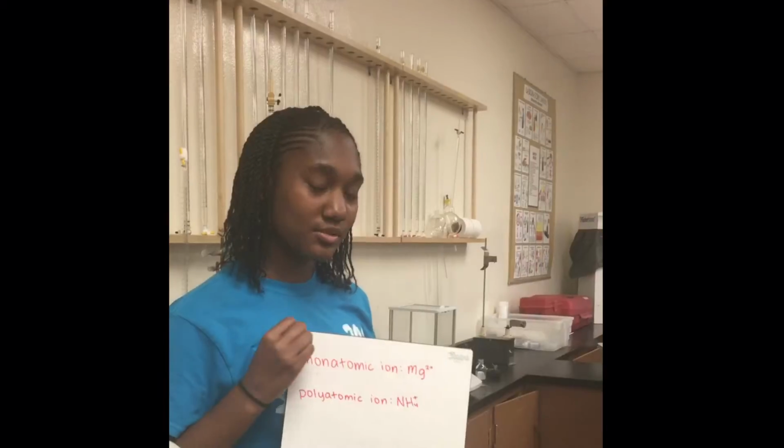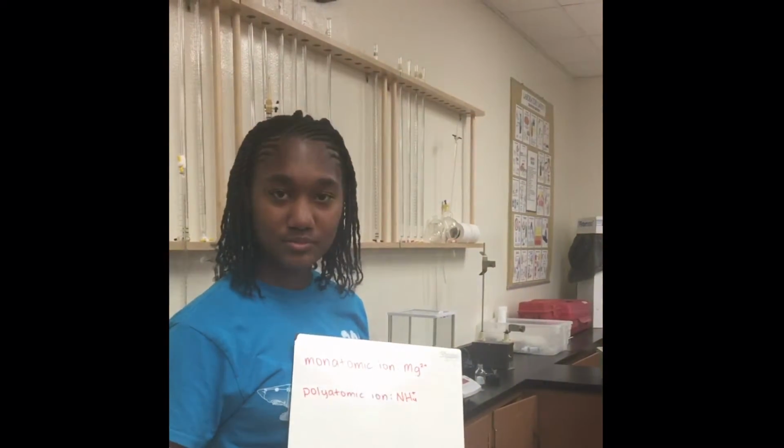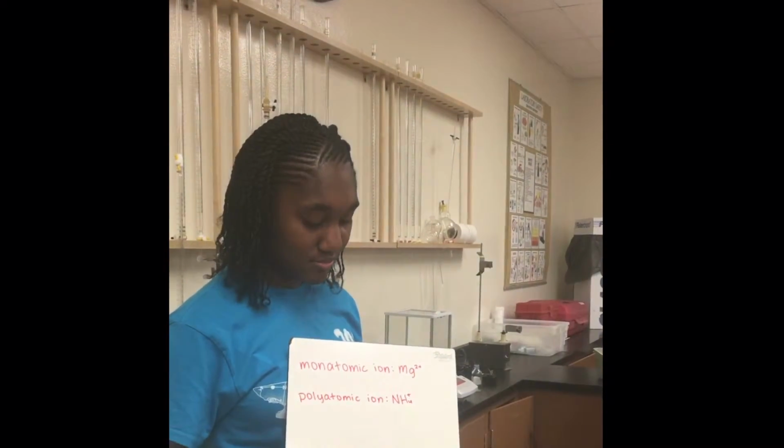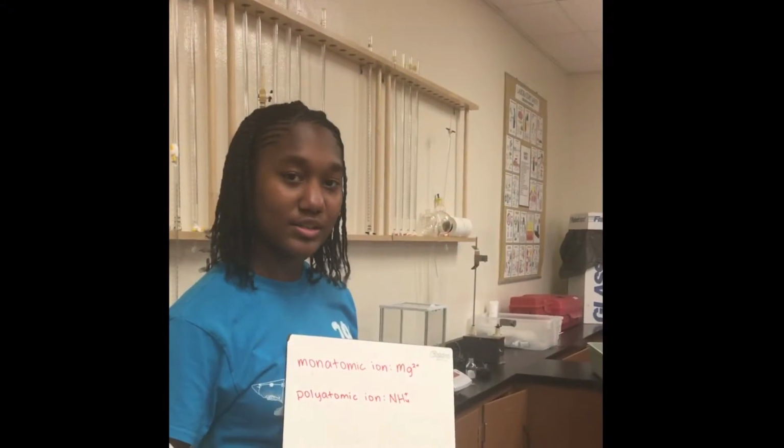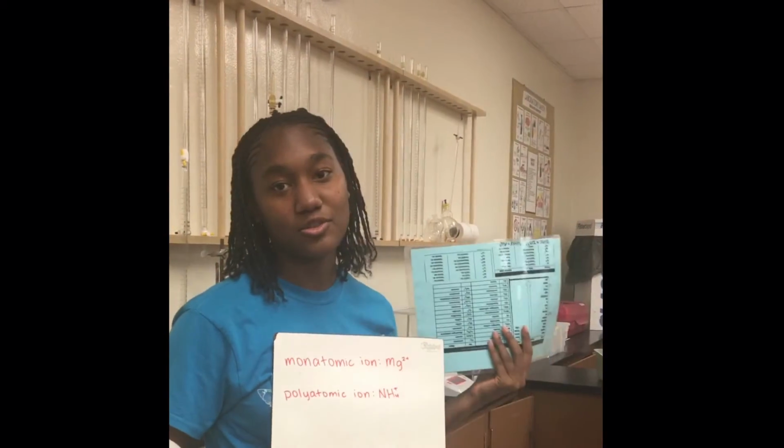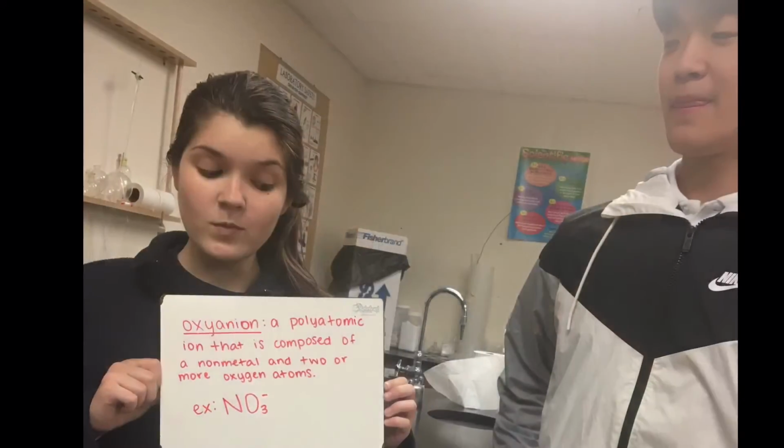There are 2 types of ions, monatomic ions and polyatomic ions. These are examples. Magnesium is a monatomic ion. Ammonium is a polyatomic ion, just like the stuff in your newspaper. An oxyanion is a type of polyatomic ion that is composed of a nonmetal and 2 or more oxygen atoms. For example, there's nitrate.